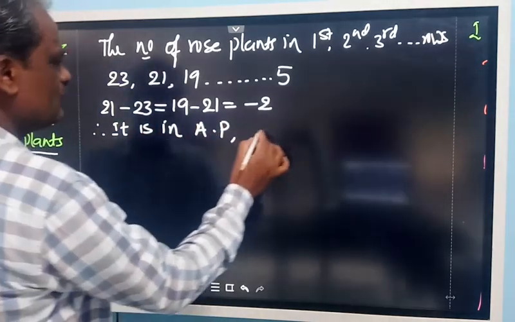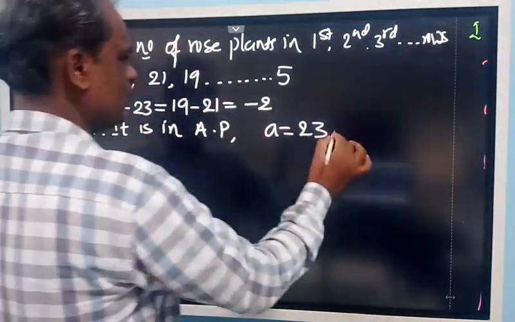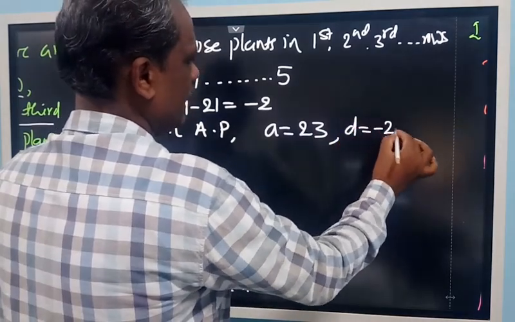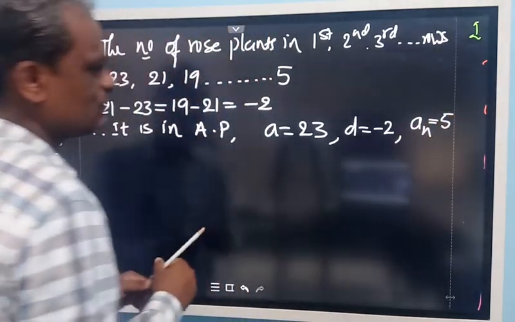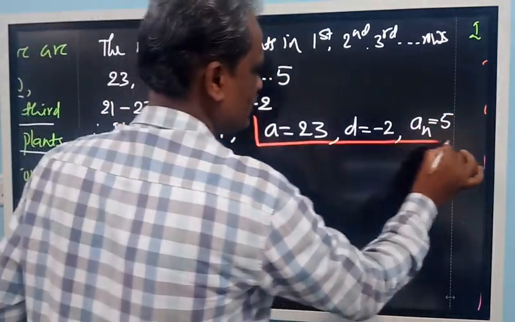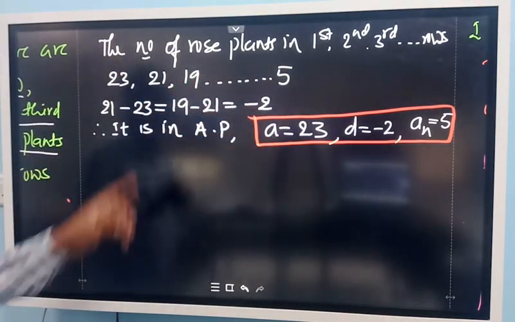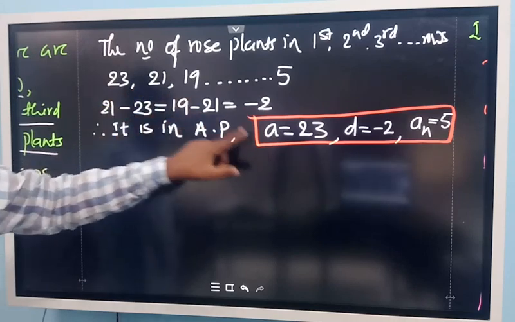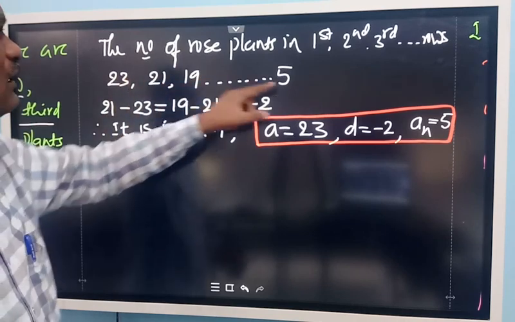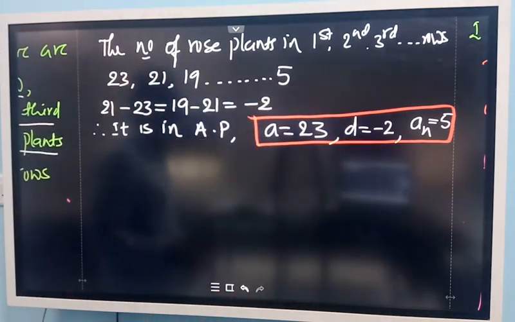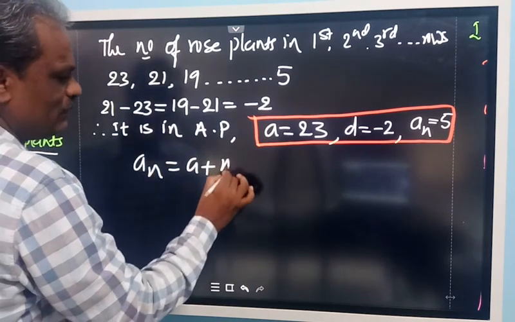So with the data, A is equal to 23, the first term, and D is equal to minus 2, and then the last term AN is equal to 5. This data can be collected from this list of numbers. First term is 23, common difference is 21 minus 23, which is minus 2, and the last term AN is equal to 5. So now use the formula AN is equal to A plus N minus 1 into D.